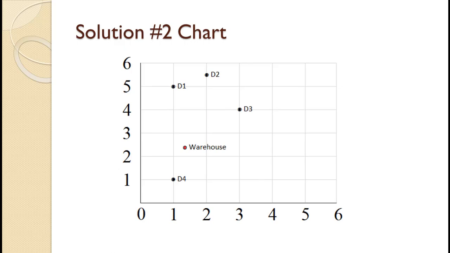The slide shows the original chart updated with the proposed location of the warehouse. Notice how the higher volume of D4 pulls the warehouse closer, even though D1, D2, and D3 are located fairly close together.